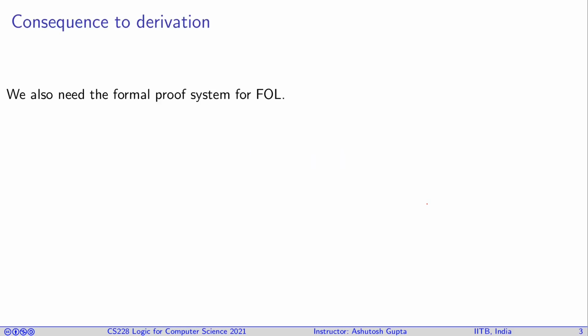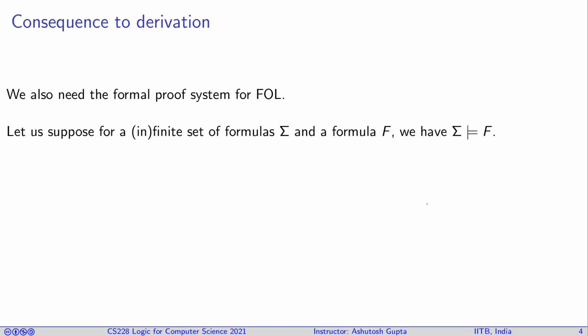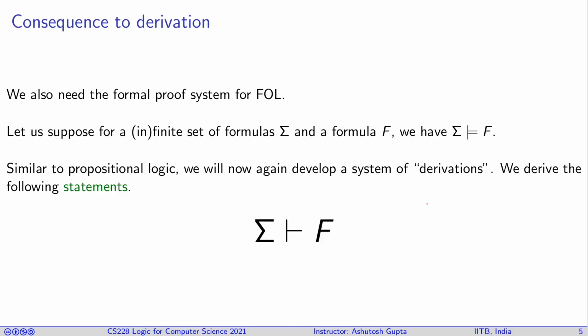We also need a formal proof system for first order logic, and we are supposed to be able to show that a set of formulas sigma implies a formula f. If that is the case, we have a proof for that. Similar to propositional logic, we again develop a system of derivations and we derive the following statements: sigma proves f.